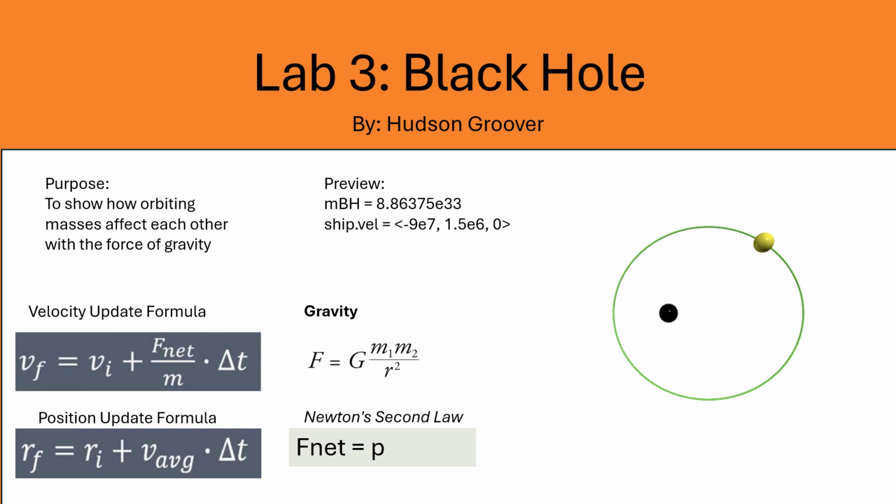So preview: the mass of my black hole will be equal to 8.86375 e to the 33rd. And my ship's initial velocity will be equal to negative 9e7 x, 1.5 e6 y, and 0 z.